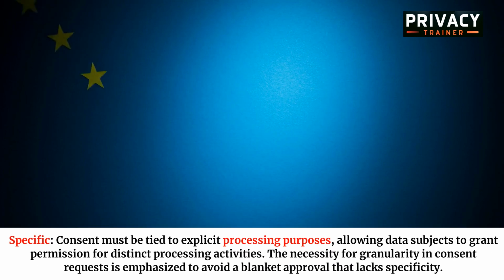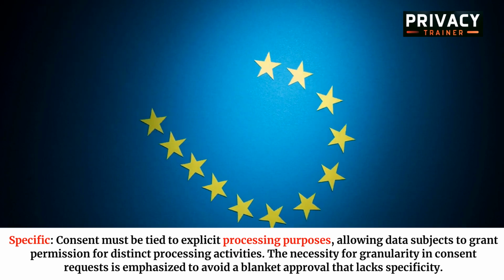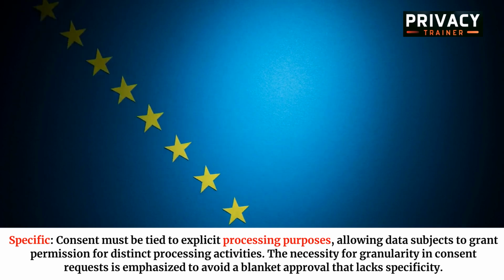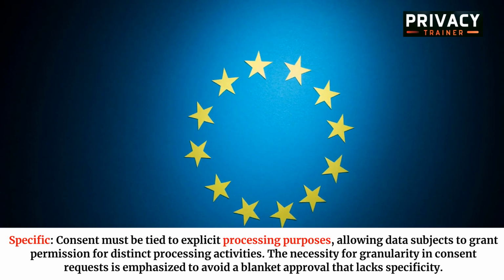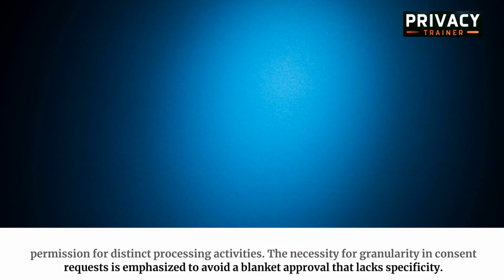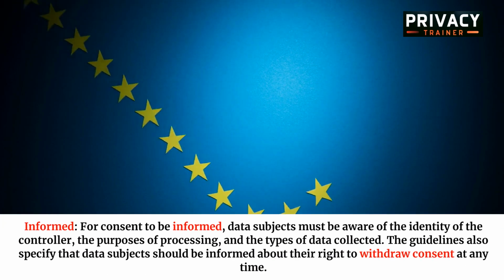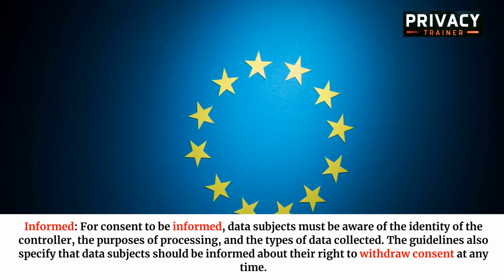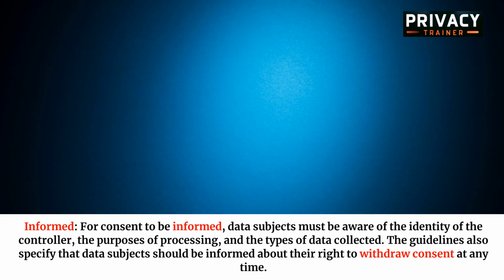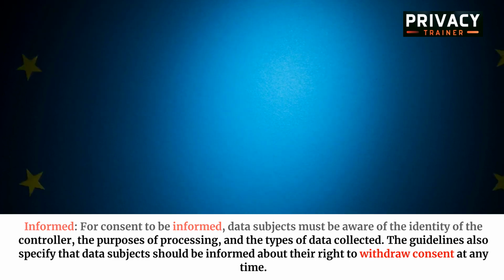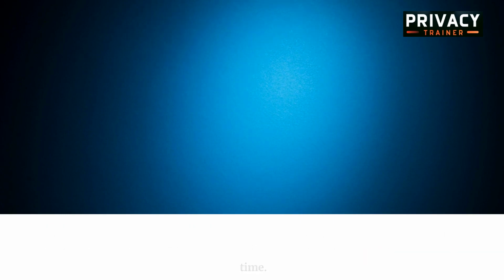Specific. Consent must be tied to explicit processing purposes, allowing data subjects to grant permission for distinct processing activities. The necessity for granularity in consent requests is emphasized to avoid a blanket approval that lacks specificity. Informed. For consent to be informed, data subjects must be aware of the identity of the controller, the purposes of processing, and the types of data collected. The guidelines also specify that data subjects should be informed about their right to withdraw consent at any time.